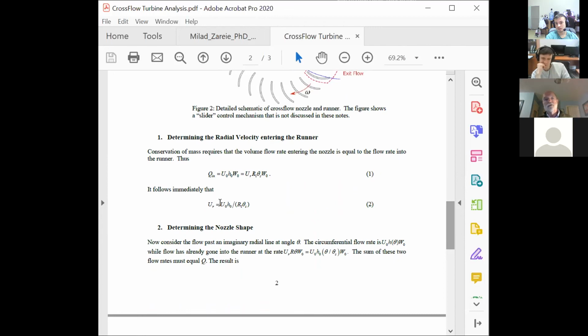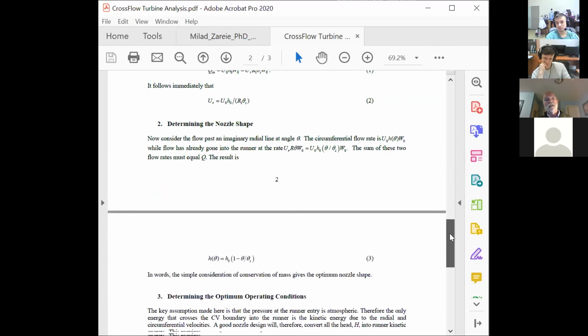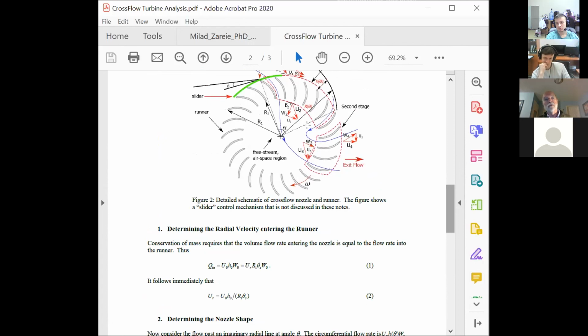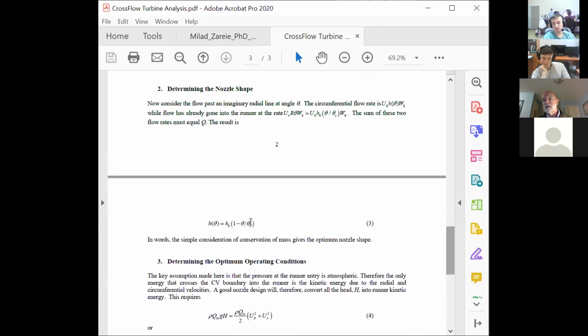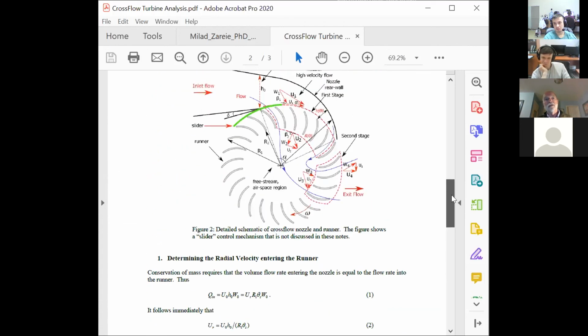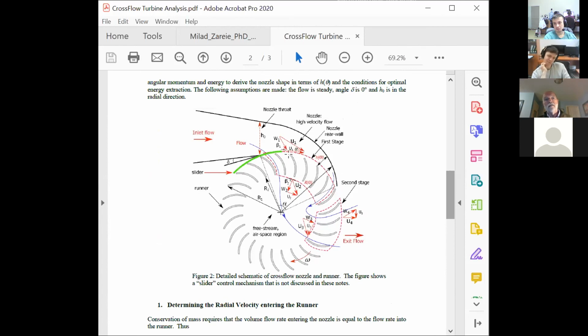If you follow through the very simple arguments that I've got here, that defines the radial velocity going into the turbine. And we can do even more than that if we make the requirement that the radial velocity has to be uniform on entry to the blades, and you might like to think about the reasons why we would want that. We can actually determine the shape of the nozzle. Equation 3 is actually an equation for the height of the nozzle in terms of the angle from the throat.